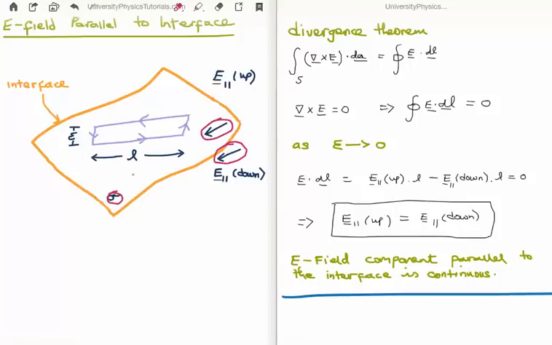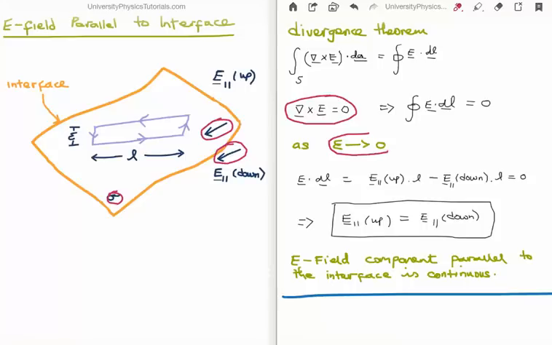So the divergence theorem says that if we take the surface integral of the curl of the electric field dotted with the infinitesimal area element, it's equal to the closed line integral of E dot dl. Now we know that in electrostatics, the curl of the electric field is zero. What this means is that the closed line integral of E dot dl is also zero. So finally then, when we shrink both of the sides of our line integral down to zero by shrinking epsilon to zero, what we get is that E dot dl is E parallel up times L minus E parallel down times L, which of course has to be zero. Since the length is non-zero, this means that E parallel up is equal to E parallel down. Or what we can say is that the electric field component parallel to the interface is in fact continuous.